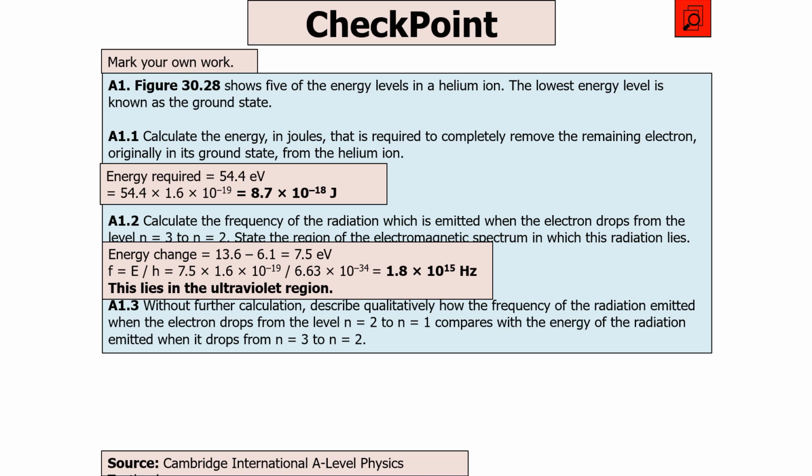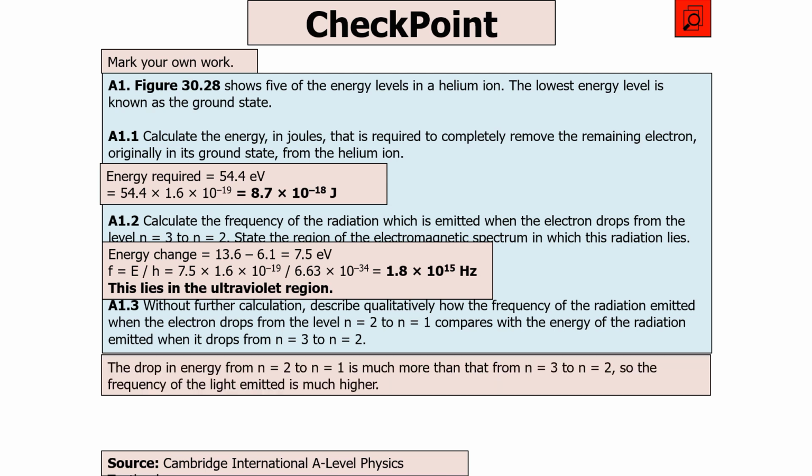Then finally, you can see from the values given that the drop in energy from n equals 2 to n equals 1 is much more than that from 3 to 2, because you can tell from the difference in the energy level values given in the diagram. So therefore the frequency of the light emitted must be much higher, because the frequency of the radiation links directly to the energy.